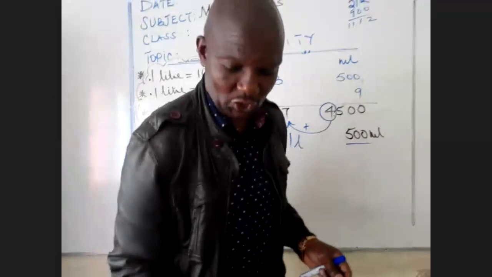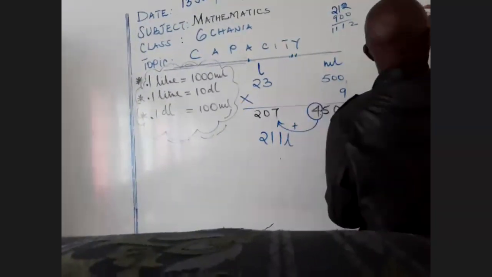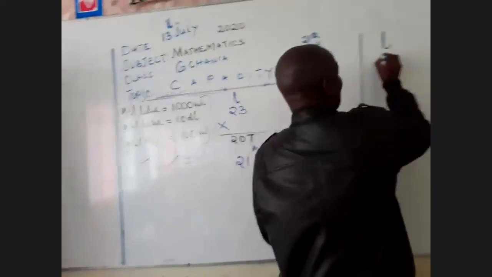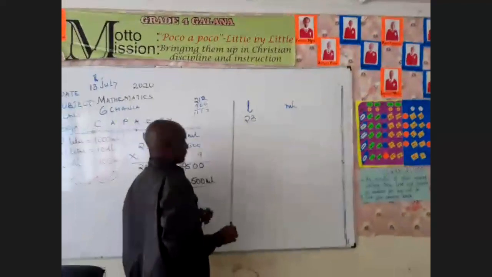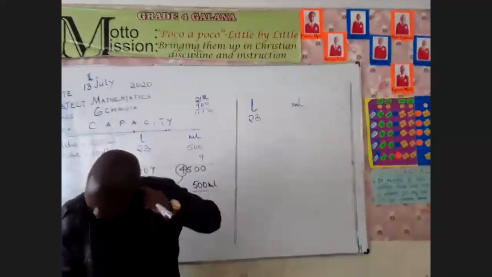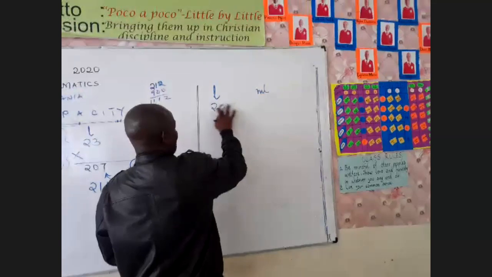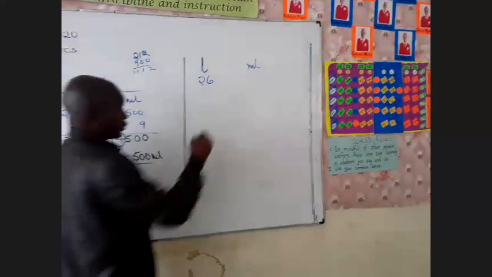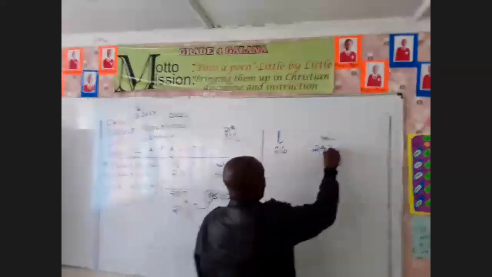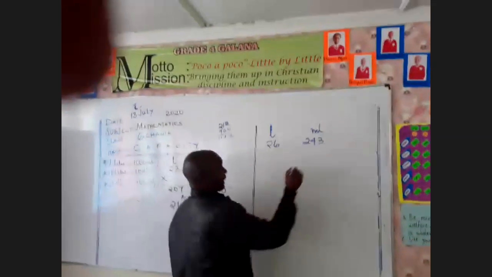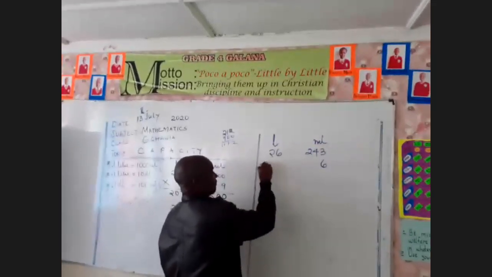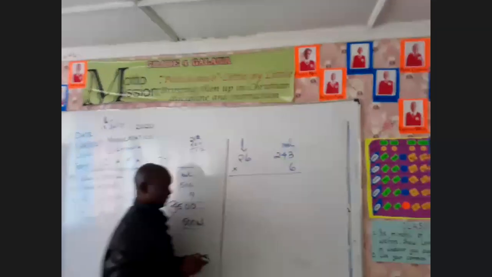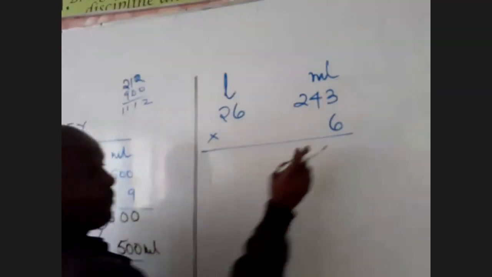And then again, just to remind you, just to help you master it, liters and milliliters. I have 26 liters, and milliliters, I'll use 243. And we're supposed to multiply everything by 6. Let's multiply everything by 6. Take the steps. Tables of 6.